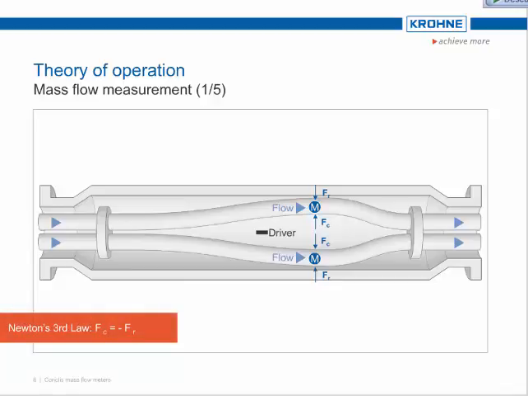To each action there is an equal and opposite reaction. Therefore, Fc equals minus Fr. The small deflection of the tube is accurately measured by the Coriolis mass flow meter. Let us now see how these forces are measured.